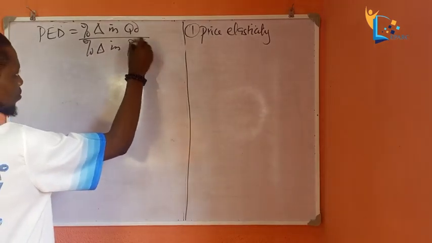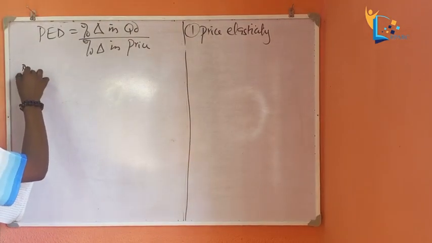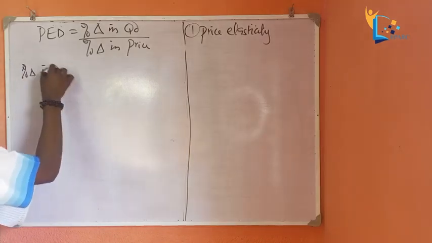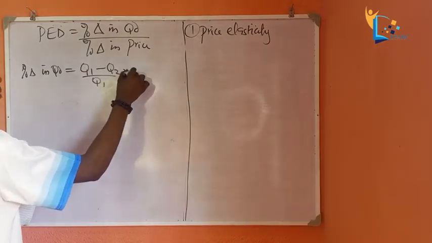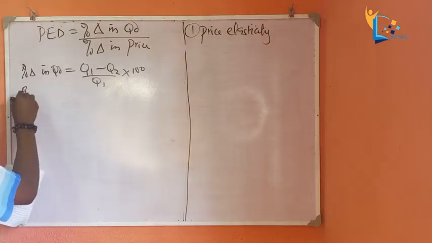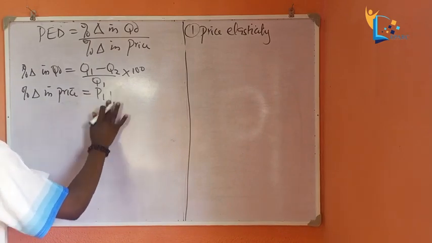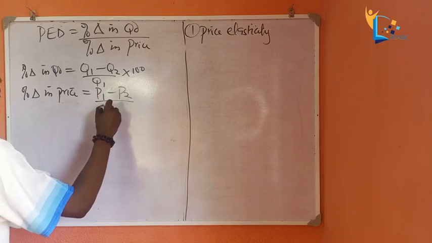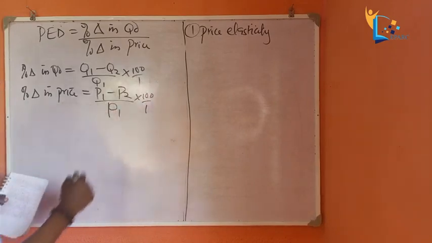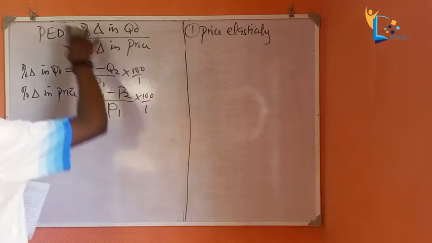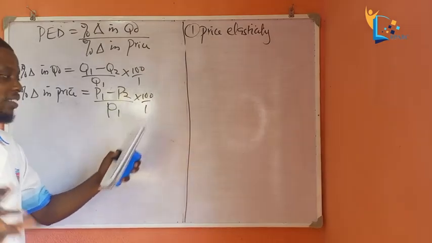in price. Percentage change in quantity demanded is given as Q1 minus Q2 all over Q1 times 100, while the percentage change in price is given as P1 minus P2 divided by P1 times 100 over 1. So whatever result you get, we use the price elasticity of demand formula. You divide your results.